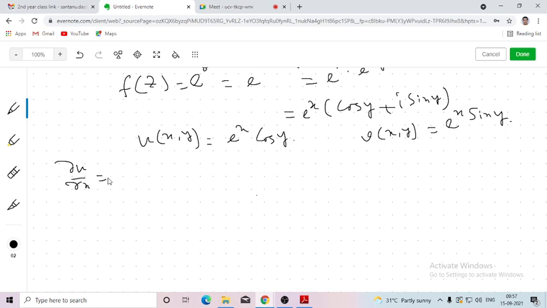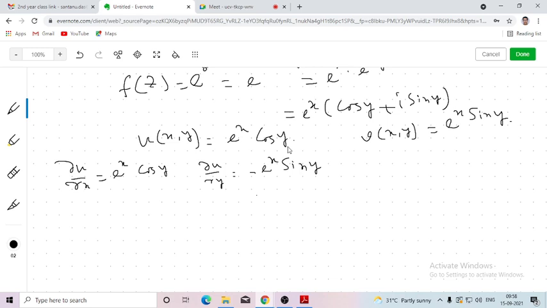u equals e to the power x cos y. Del u del x will be the derivative of e to the power x, that is e to the power x, and cos y will be fixed. And derivative of u with respect to y: e to the power x times minus sin y. Here e to the power x will be constant because it is a term that contains x.